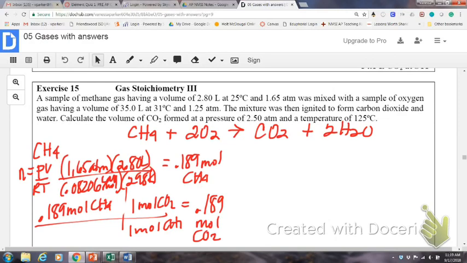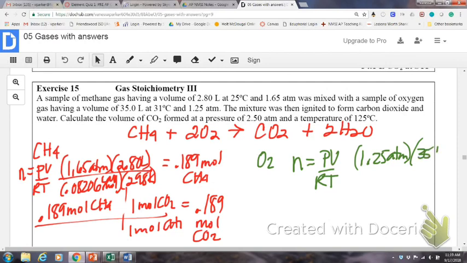Now I need to do the same thing for oxygen. Let's do that in green. I'm doing a limiting reactant problem, because they're both gases, and they're giving me pressure and volume, so I have to figure out how many moles I have. So now I'm going to do the same thing for oxygen, 1.25 atmosphere for oxygen. They gave me 35 liters of that, and that's a different temperature.